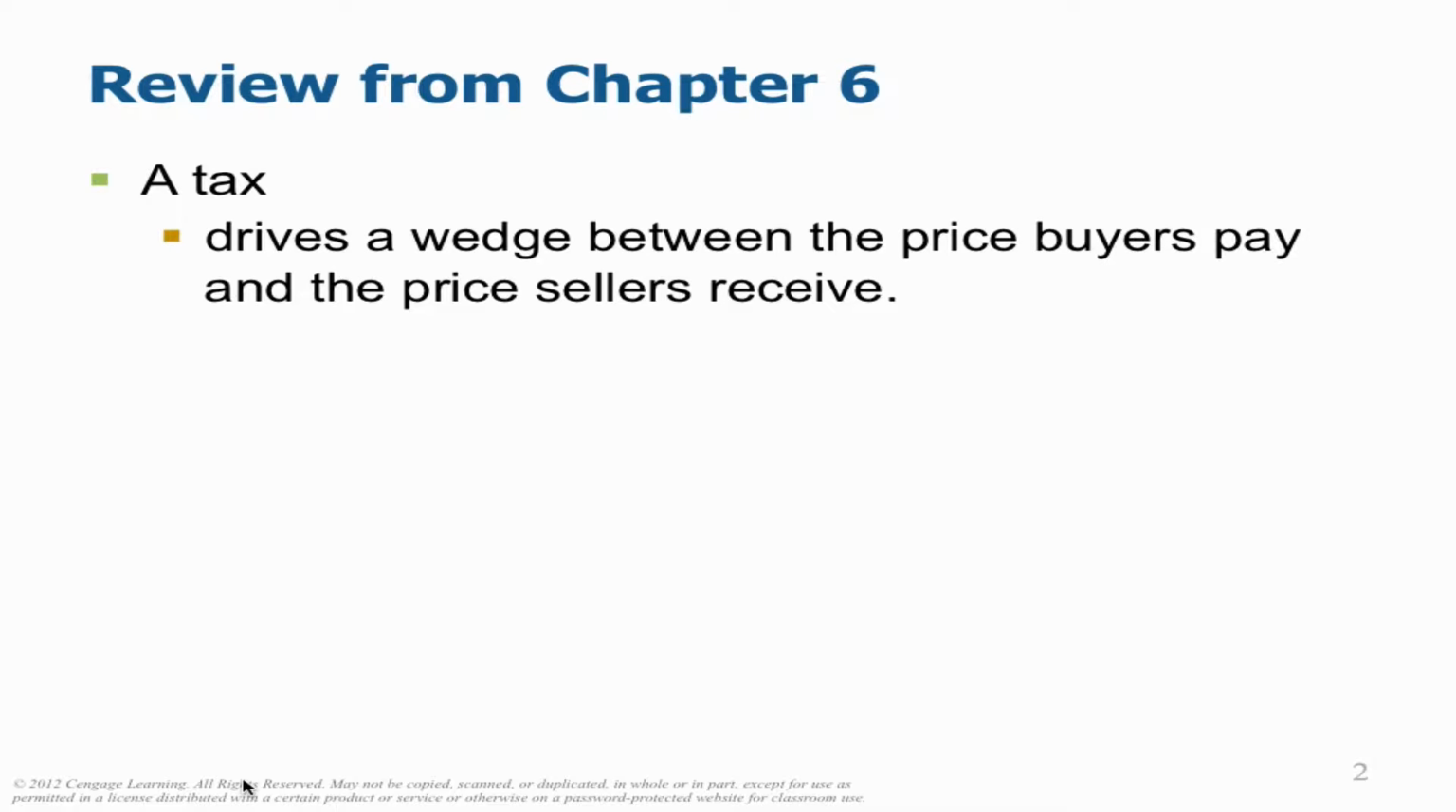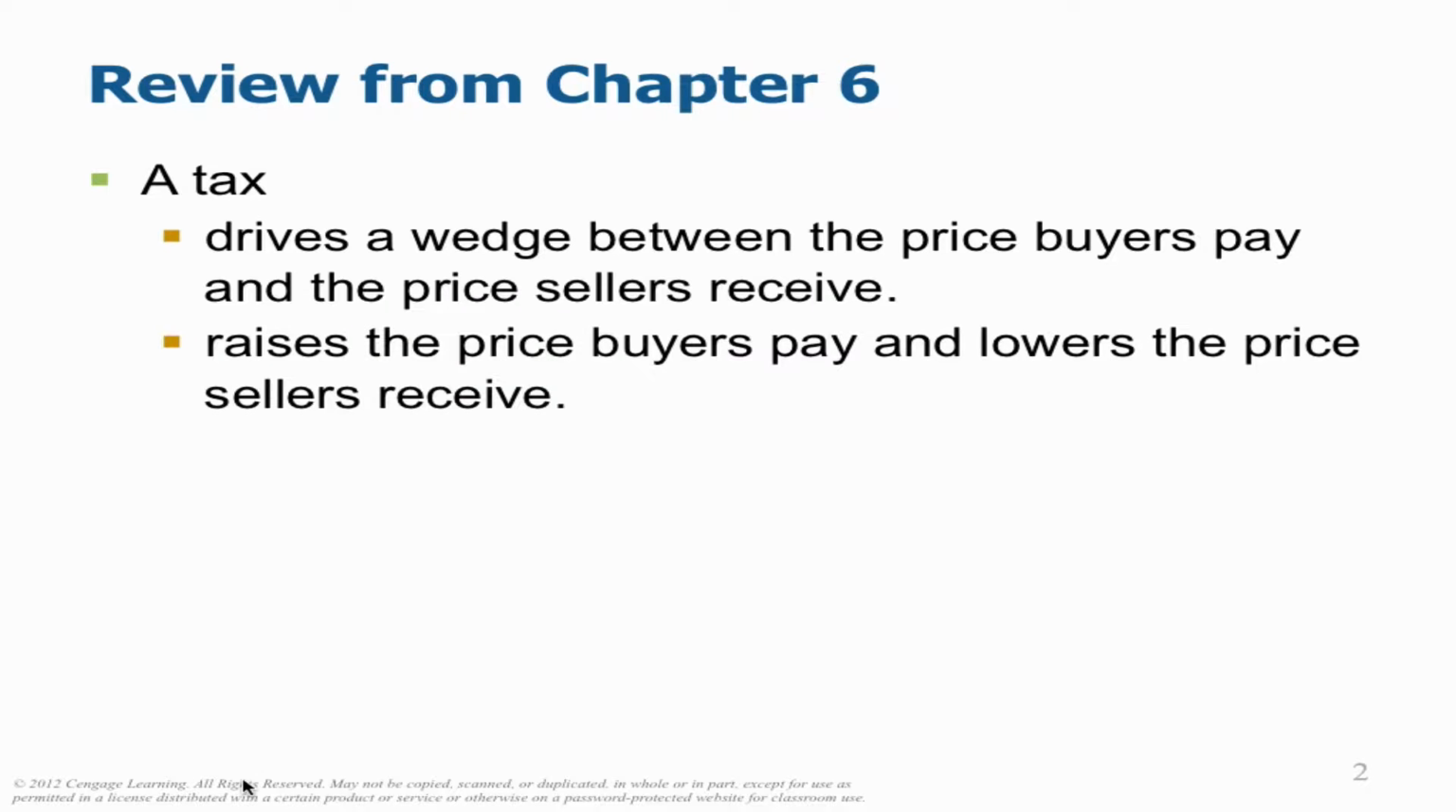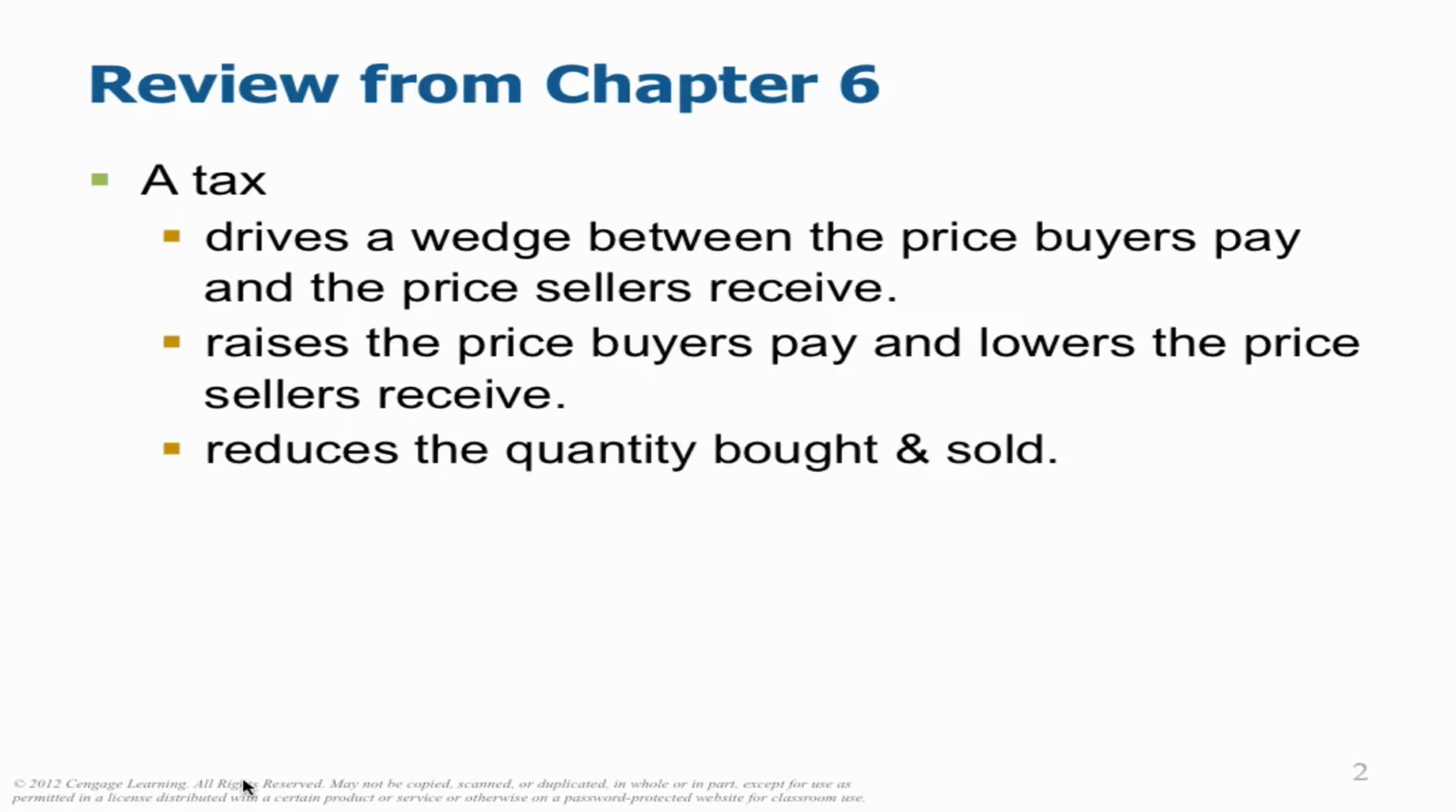Okay. A tax, we've had this definition before, right? It splits the price buyers pay and the price sellers get. It raises the price for buyers. It lowers the price for sellers. And we know from chapter 6 that it takes our quantity to the left and decreases the quantity overall.